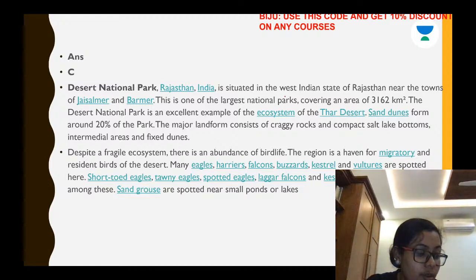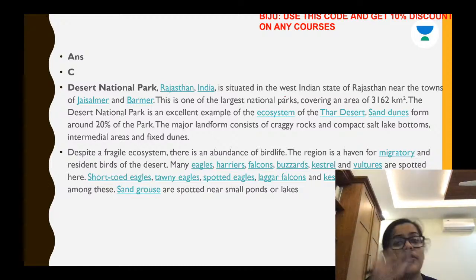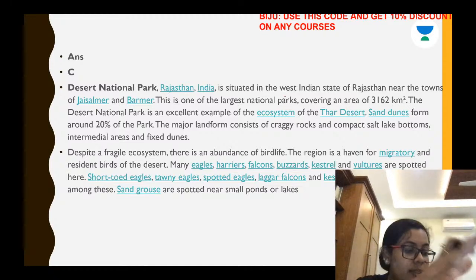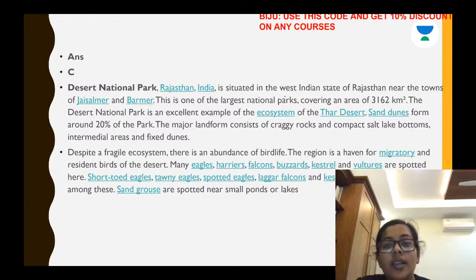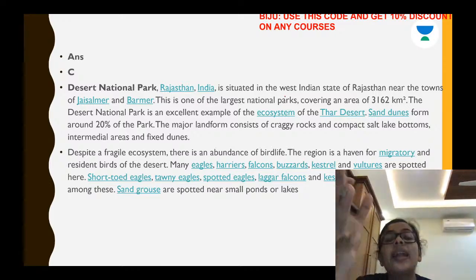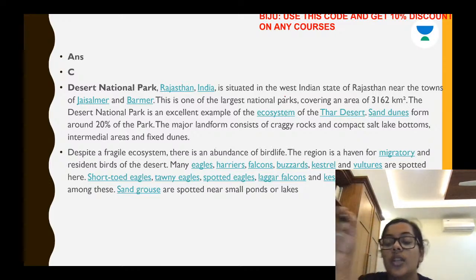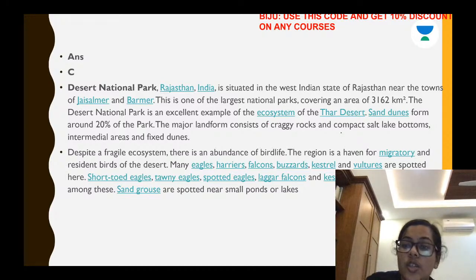We have already gone through this question in the expected section. It is situated in the West Indian state of Rajasthan near the towns of Jaisalmer and Barmer, so it is spread across two states. It is one of the biggest national parks, covering an area of 3,162 kilometers.